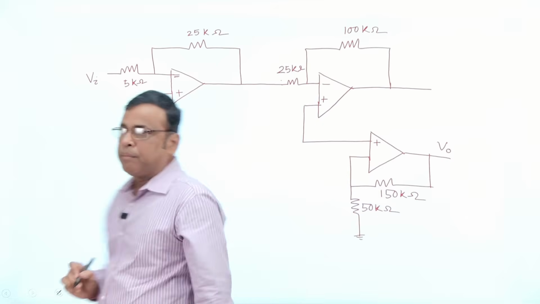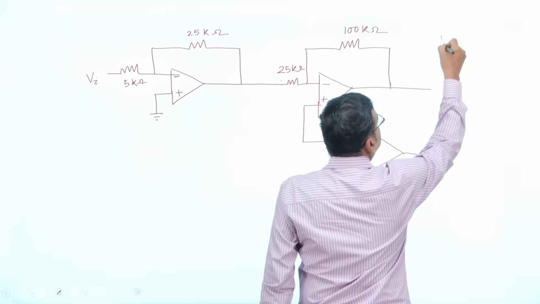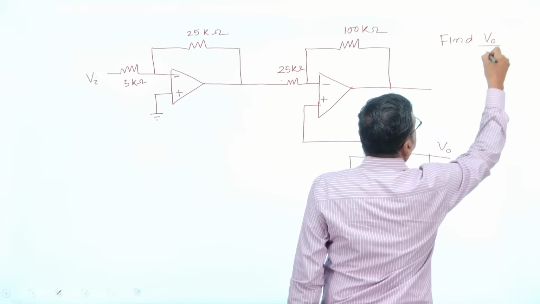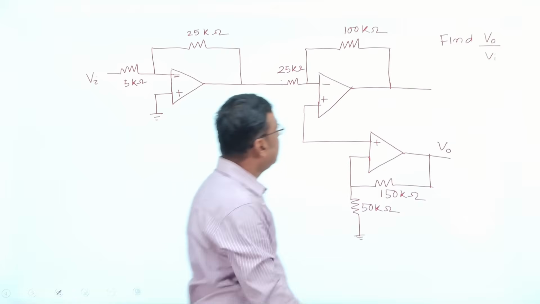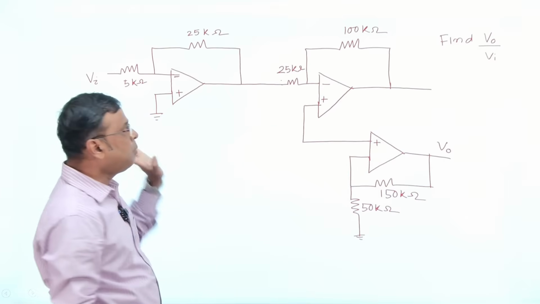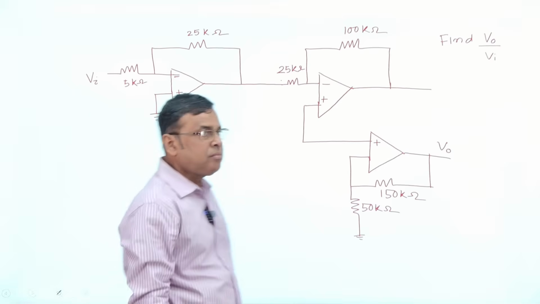Okay. Find V0 by Vi. The question is find V0 by Vi, means what? Gain. So V0 is here and Vi is here. You have to find out the voltage gain V0 by Vi. Okay. What you will do?